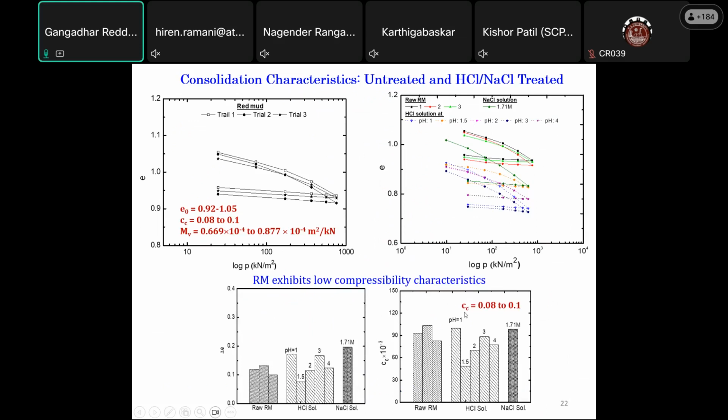You can see the ranges of Cc are 0.01 to 0.1. Most silty soils are in this range. This shows that red mud has low compressibility characteristics. It means that in the long run, these are good compared to any kind of silty soils.